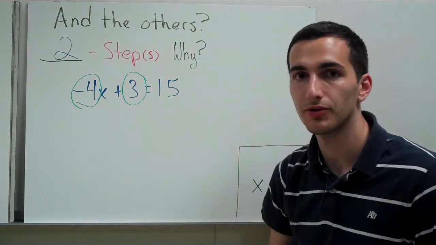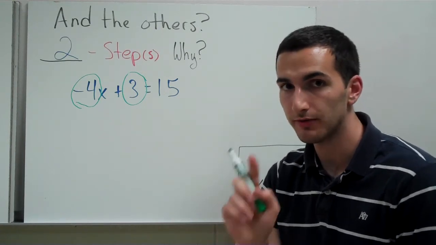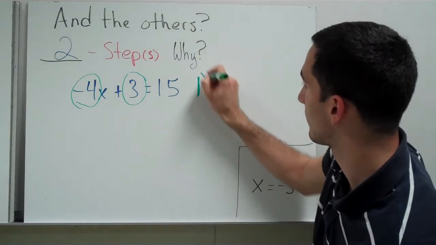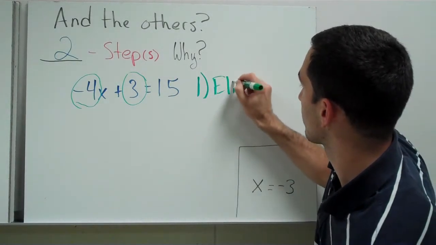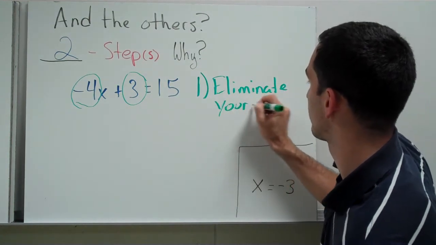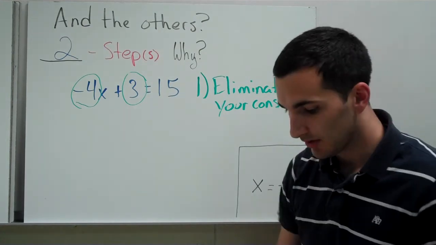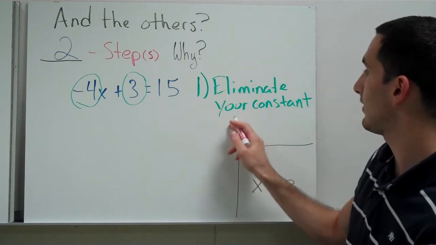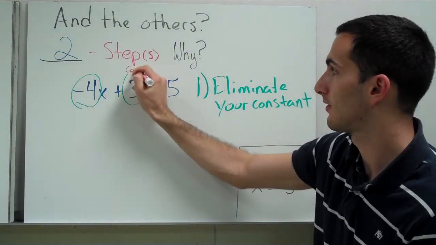Now we're going to figure out what those 2 steps are. Whenever we have a 2-step equation, there's one very important rule. Our first step is always to eliminate your constant. And we will, of course, eliminate our constant using inverse operations. Our constant is the 3.